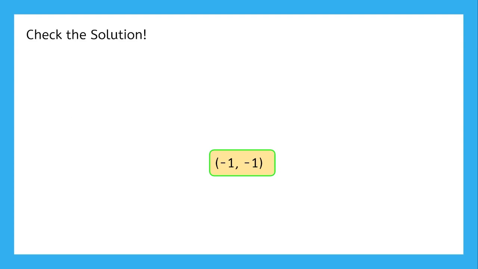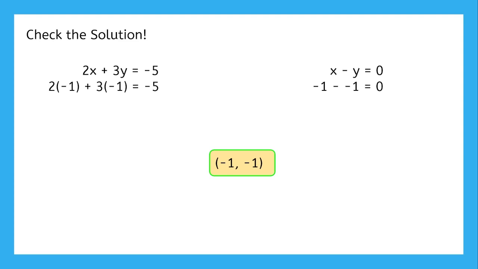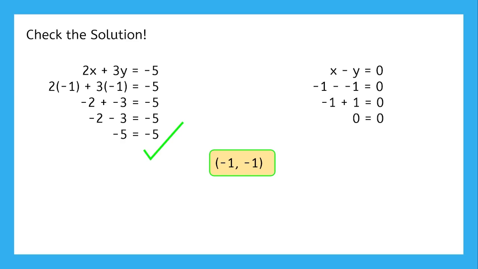So let's check our solution. Remember, even though we had manipulated the equations a little bit before we could use elimination, we have to make sure our solution is correct for the original system before we change the equations. We plug in our point, (-1, -1), and simplify. On the left, we get -5 equals -5, which is true. And on the right, we get 0 equals 0, which is also true. This solution checks out for both equations.